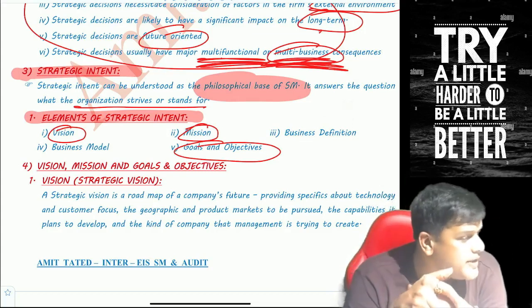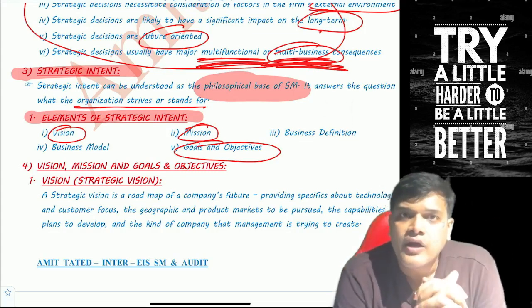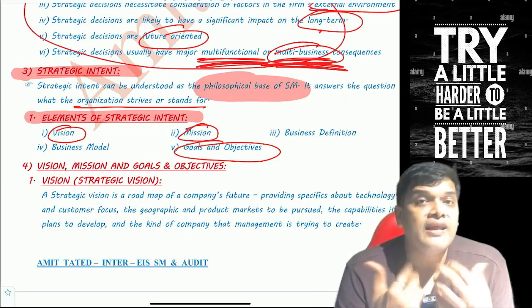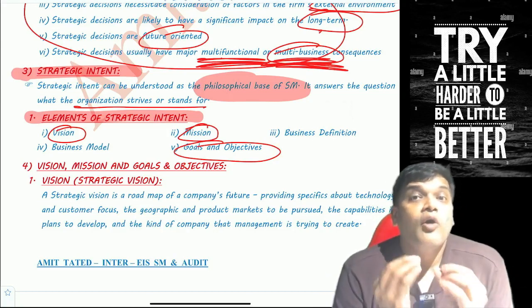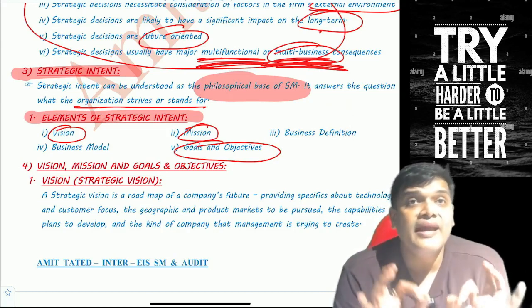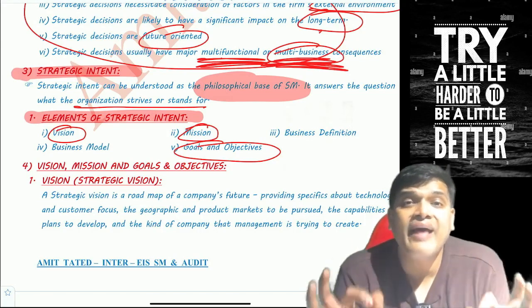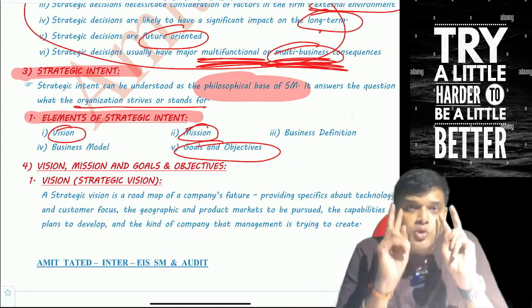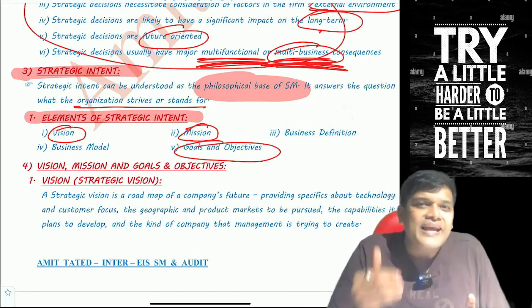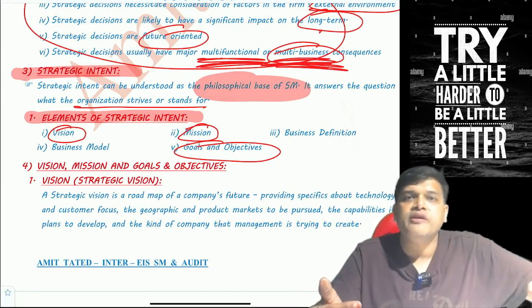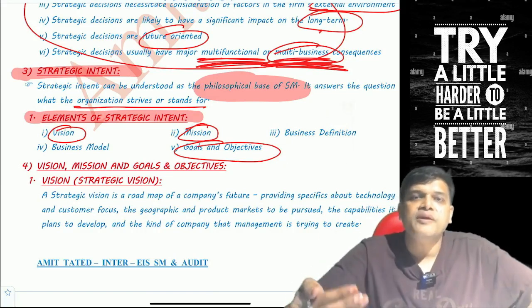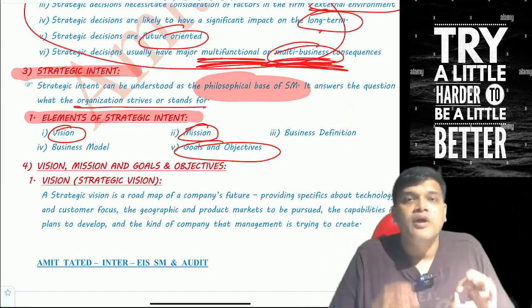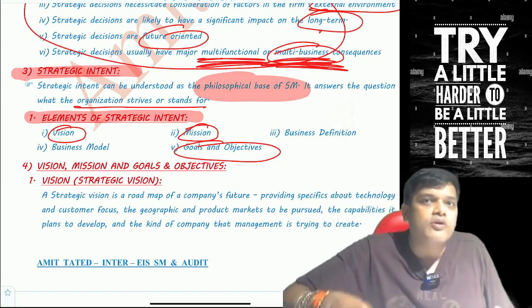Example, if anybody tells me, I want to clear CA Inter, is it a goal or an objective? It is a goal, because you are only saying you want to clear CA Inter. If you say I want to clear CA Inter in the May 23 examination, now I will say it is an objective. Because an objective should have two very concrete things: one is what you need to achieve, and one is the time frame. If both are mentioned in your statement, it is an objective. If either one is missing, it is your goal.